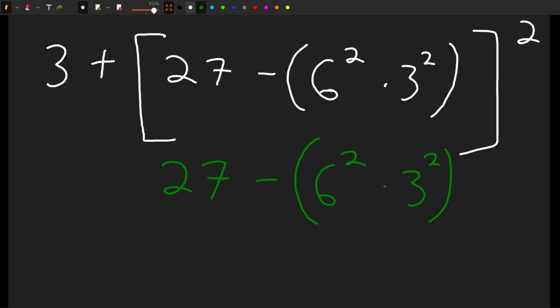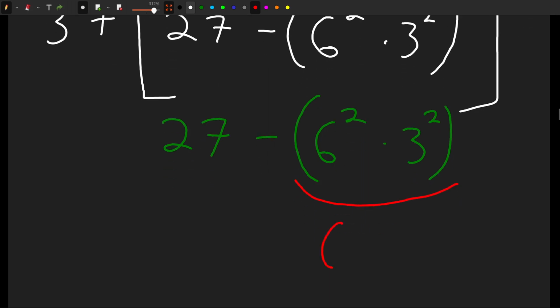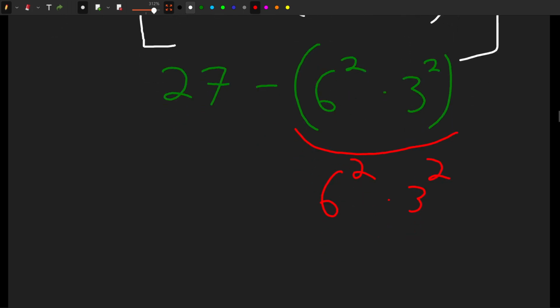Now inside of here, I need to start order of operations again. And so now we deal with this inner group right here. And so now I have 6 squared times 3 squared. Okay. With order of operations, we do the exponents first, and then we'll multiply afterwards. I'm going to have 36 times 9.